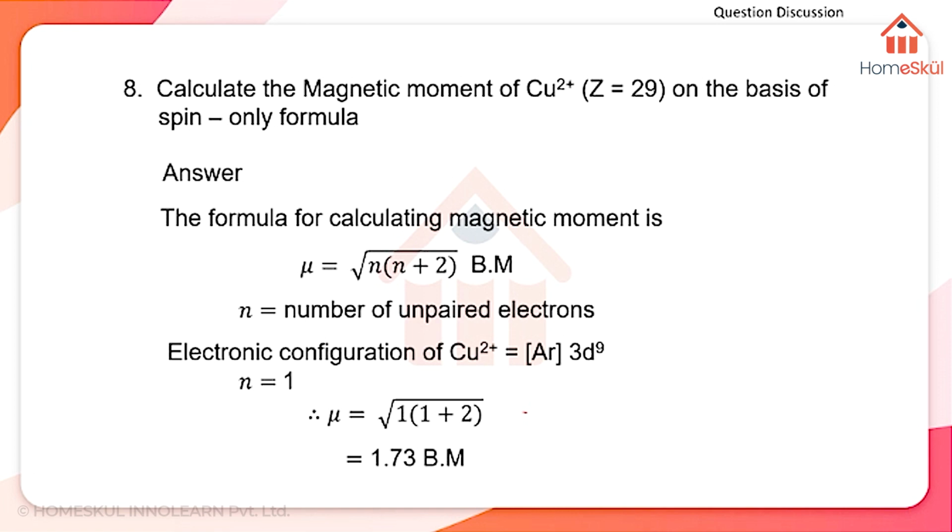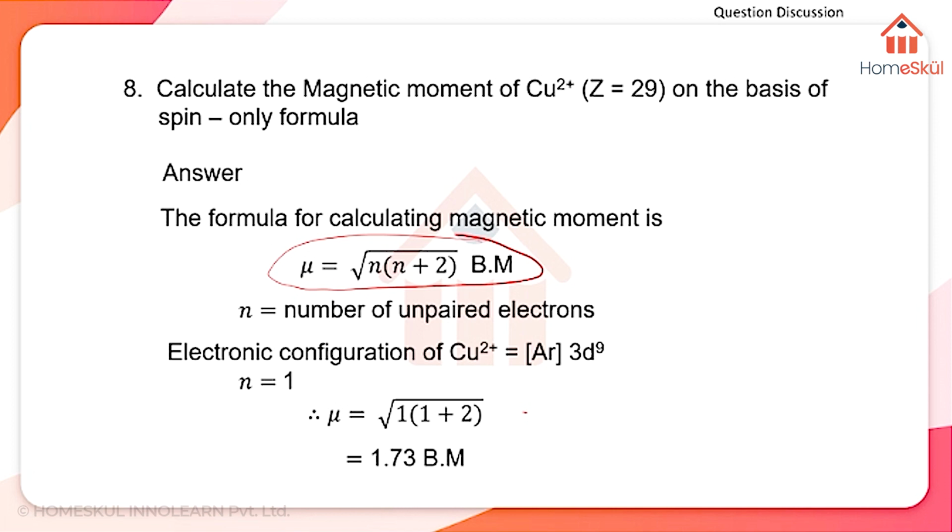Calculate the magnetic moment of Cu2+ on the basis of the spin only formula. Here we are referring to the formula mu is equal to root of n into n plus 2 Bohr magneton, that is our unit, and n is the number of unpaired electrons. So here the question is asked regarding copper.